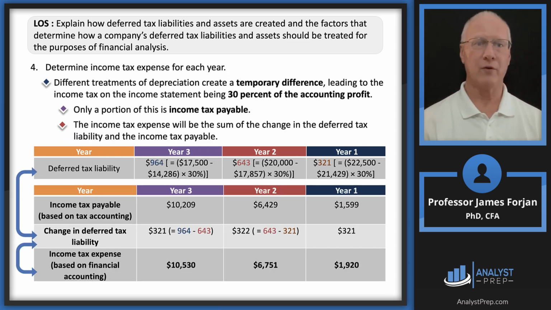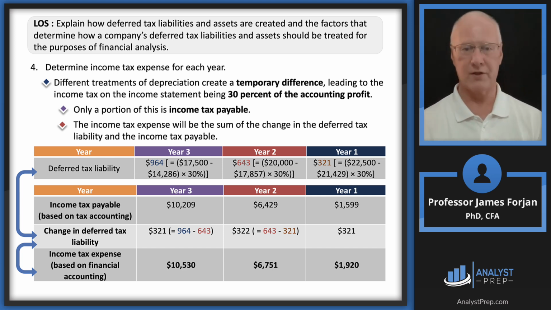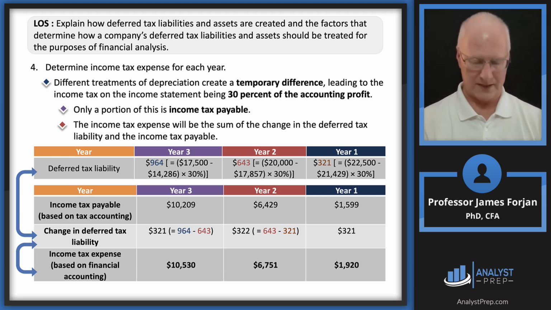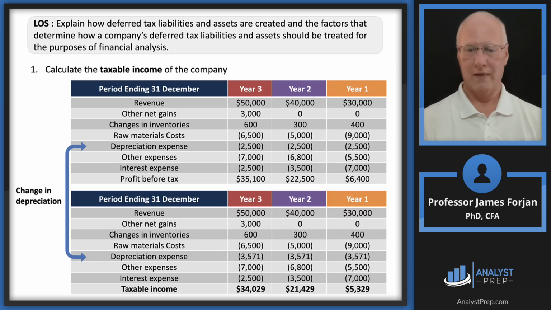Let's move to that fourth question, determine the income tax expense for each year. Remember, this is going to be a temporary difference, and let's work from year 1 all the way over to year 3. So the top there, as I said, that's just a repeat. So how do we get that income tax payable? So let's go back here, and let's do this.